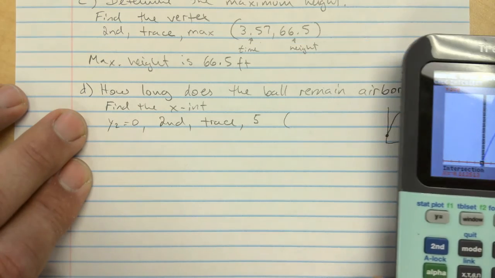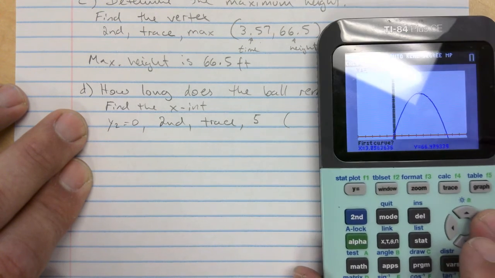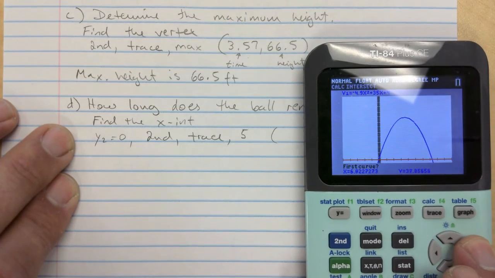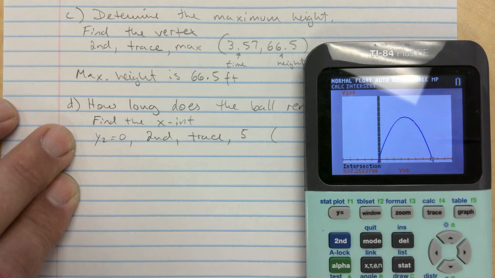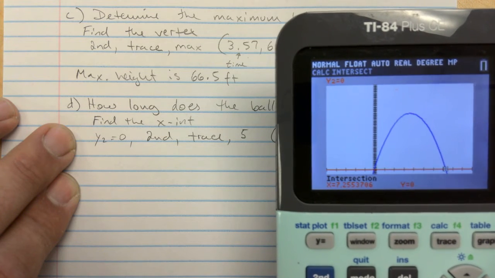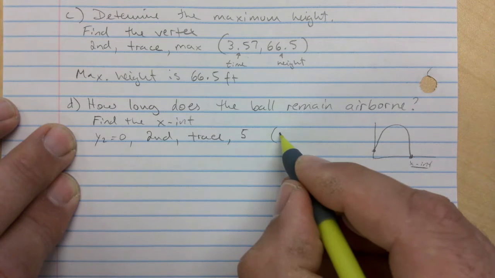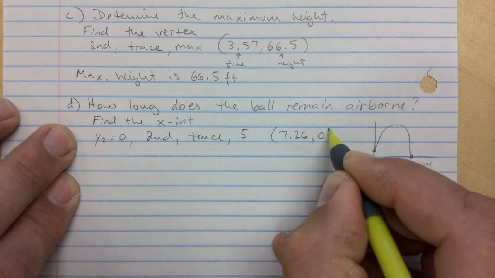Okay? So we're going to find second trace 5. Do this all over again. And I'm going to go closer to that second one there. Enter, enter, enter. And that is 7.26. Okay, 7.26 is my answer there. So 7.26.